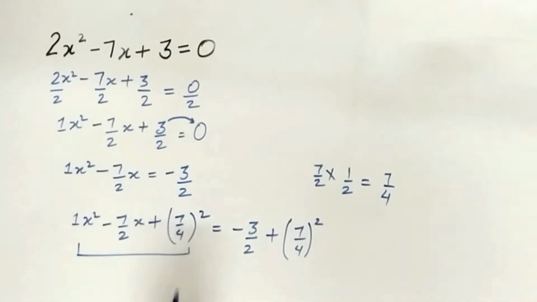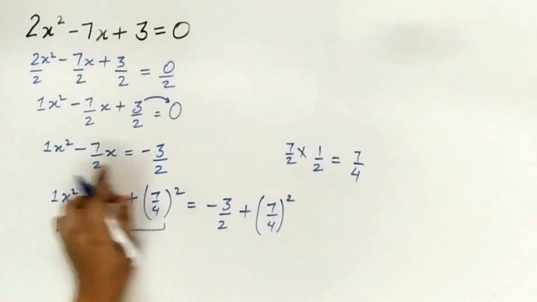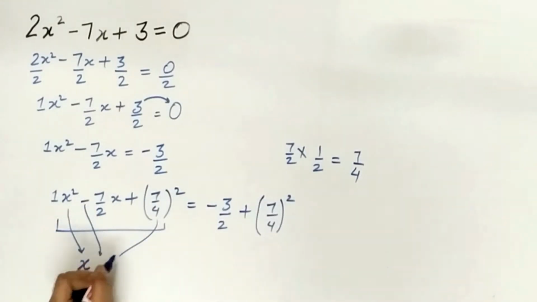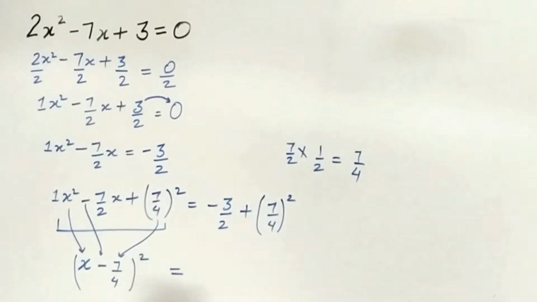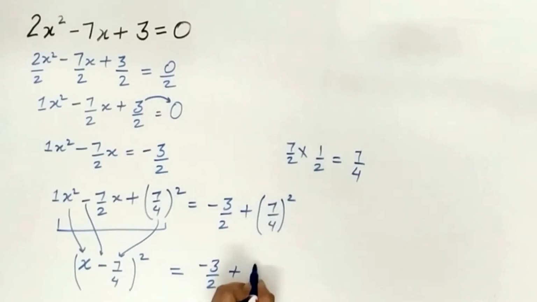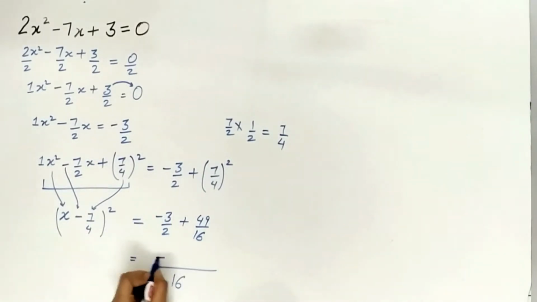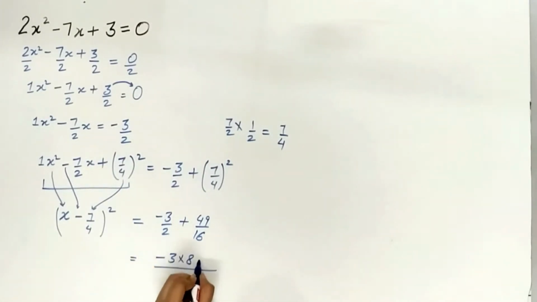Now this is the expanded form of a minus b whole square. Step 4 is to simplify it. x minus 7 by 4 whole square equal to minus 3 by 2 plus 49 by 16. I'll take the LCM of 2 and 16, which is 16. So minus 3 multiply 8 plus 49.